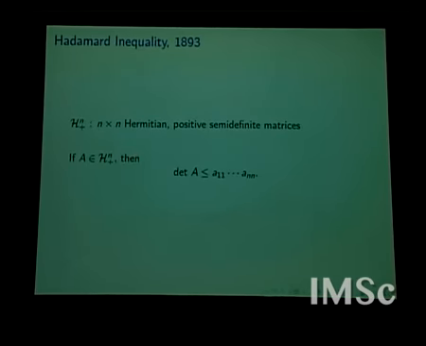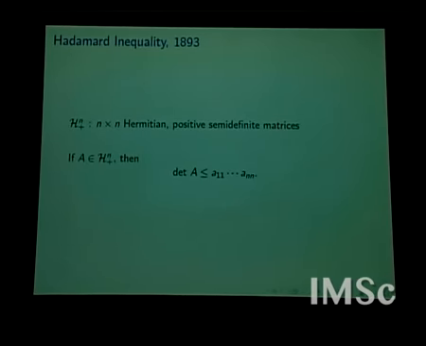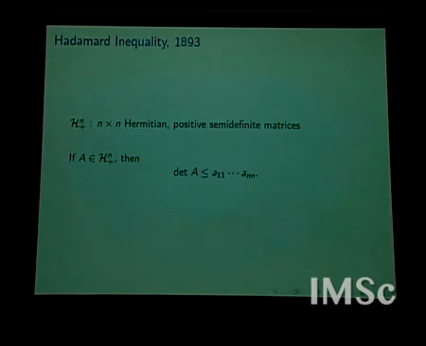So if A is a Hermitian positive semi-definite matrix, then the determinant of A is bounded above by the product of the diagonal elements. This was proved in 1893. Maybe it has some prior references also, although it is known by the name of Hadamard. And it was a very popular inequality at that time. I think Muir has a treatise on determinants, and it lists quite a few papers, close to 100, around 1920 to 1940, a great area of activity on this inequality.